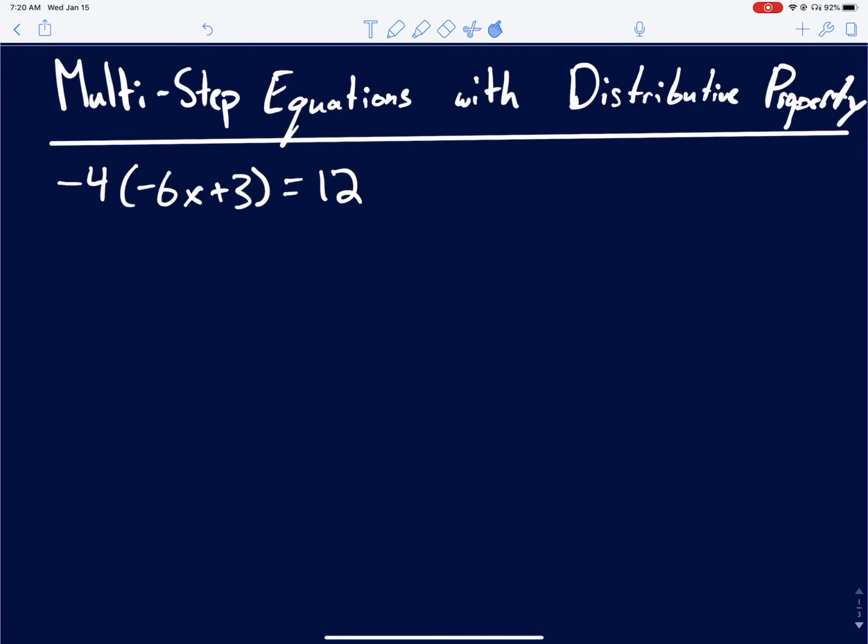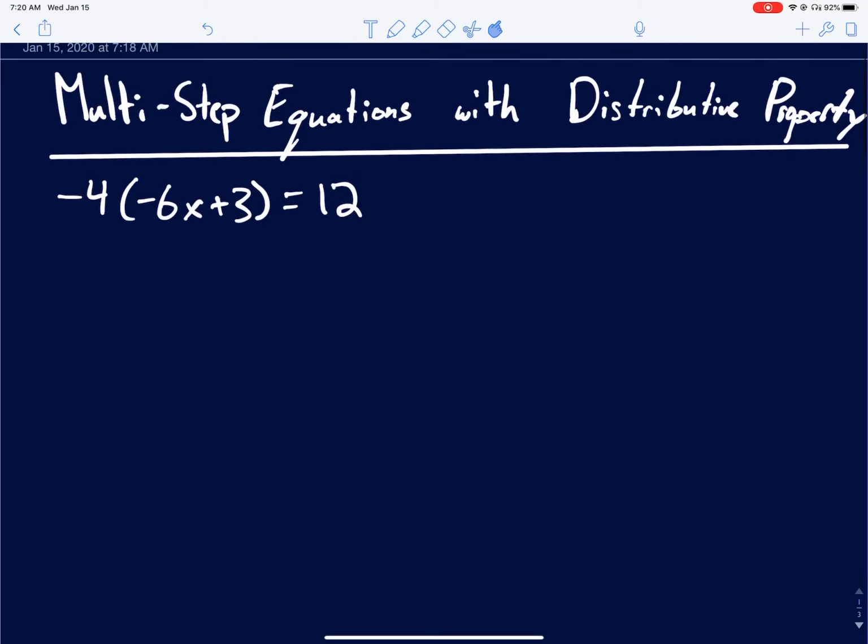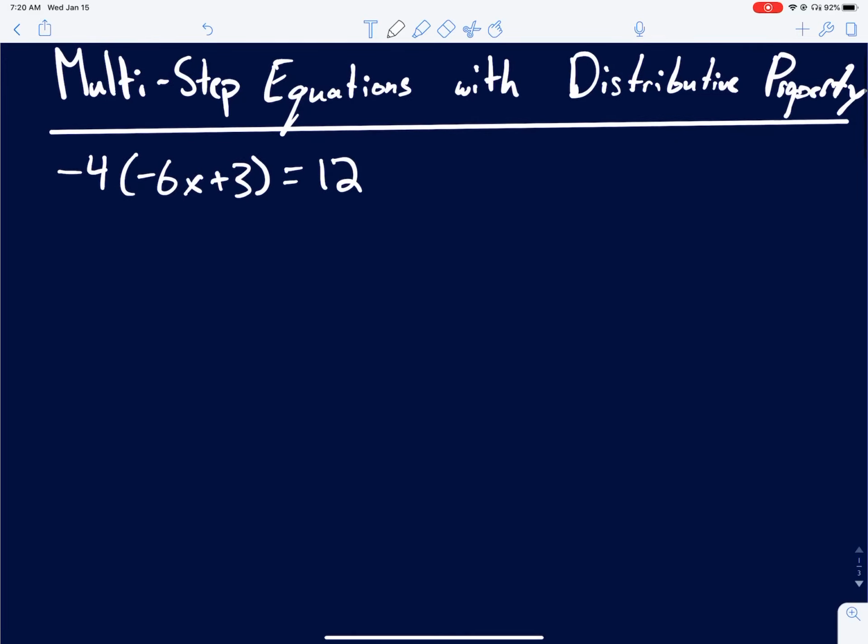Today we'll be talking about solving multi-step equations with the distributive property. Now, there are three steps to solve a multi-step equation with the distributive property. The first step is to distribute. How about that?